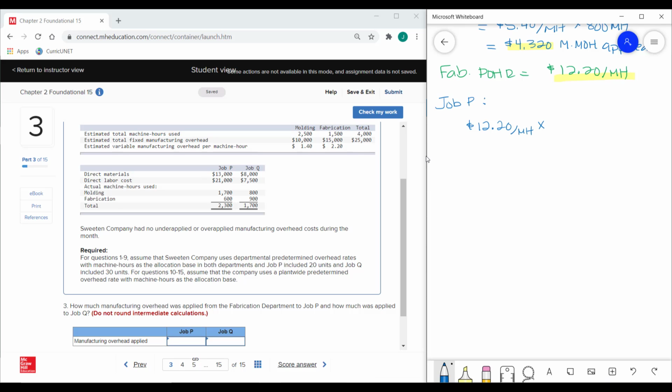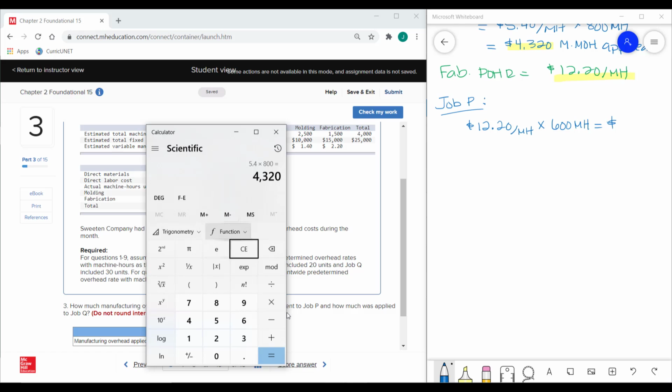Given that, how many hours did job P actually spend within the fabrication department? Job P actually used 600 machine hours within the fabrication department. So what's the estimated manufacturing overhead cost to be applied to job P? We'll do $12.20 times 600 machine hours. That's $7,320 of estimated applied overhead from the fabrication department.